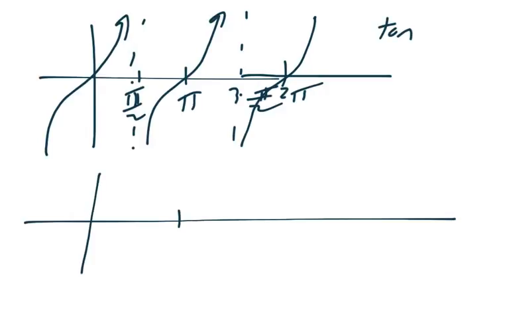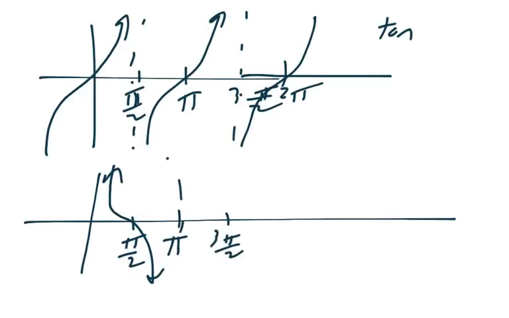That was tangent. Cotangent goes from down and crosses over at pi over 2. Asymptote at pi, asymptote at 0, 3 pi over 2. It's not an asymptote. Goes down. Oops. And 2 pi goes down like that.